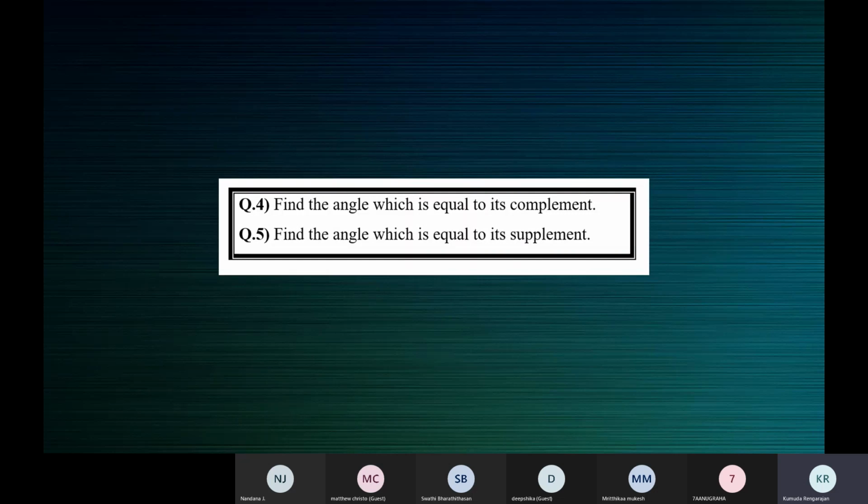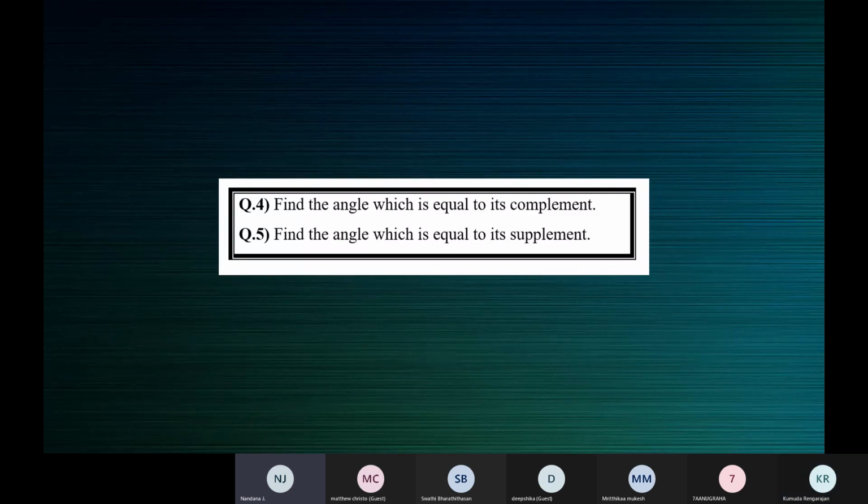Yes, Matthew, what's the answer for the fifth one? Ma'am, 90. Why? Because 2 times 90 degrees forms 180, ma'am. Supplement is equal to 180 degrees, ma'am. So for 90 degrees, 90 is its supplement, ma'am. Correct. Ma'am, I have a doubt, ma'am. Yes, Nandana?